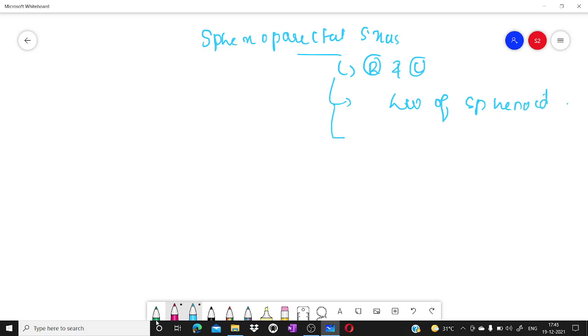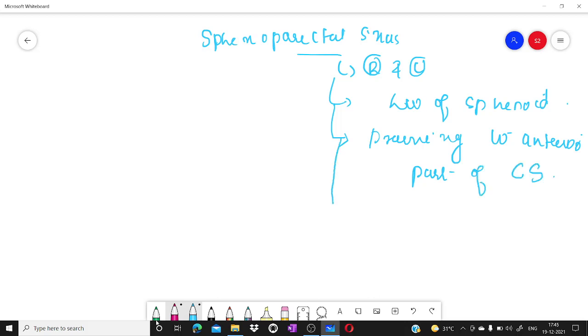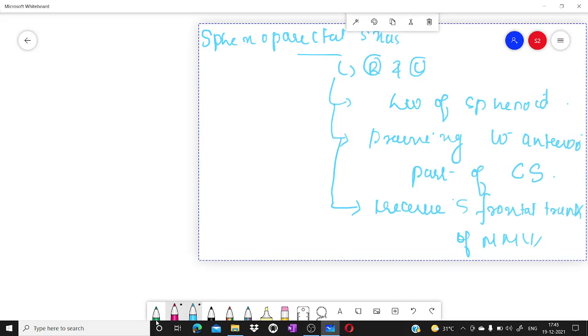And the sphenoparietal sinus is actually a tributary of the cavernous sinus. That is, it is draining into the anterior part of the cavernous sinus. And each of these will also be receiving the frontal trunk of the middle meningeal vein. Okay, that is all about the sphenoparietal sinus.